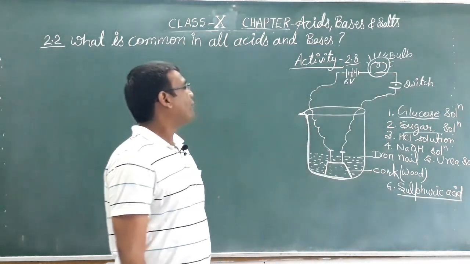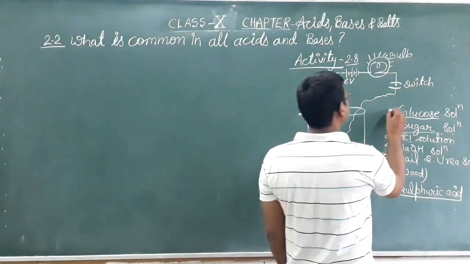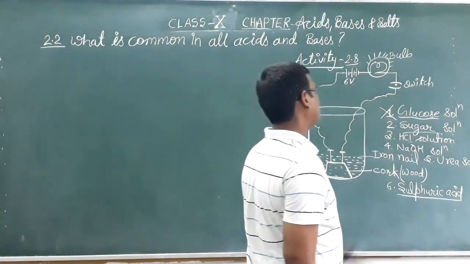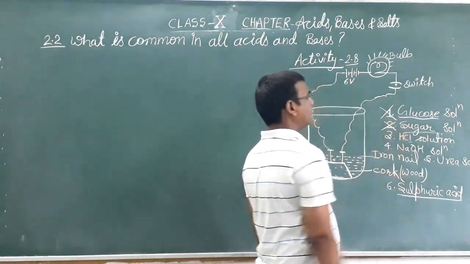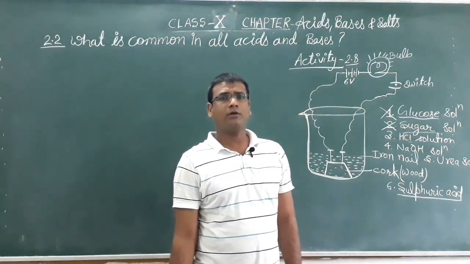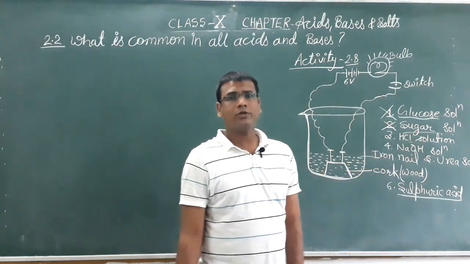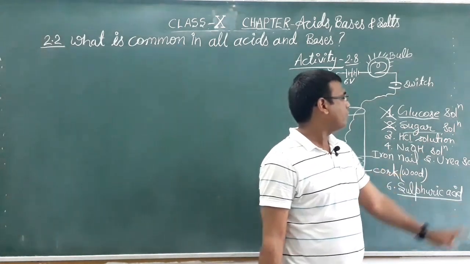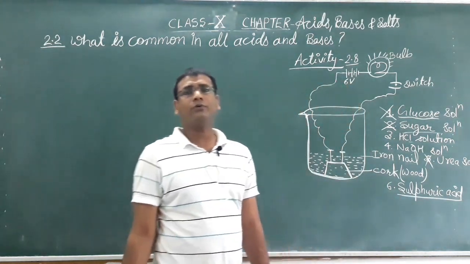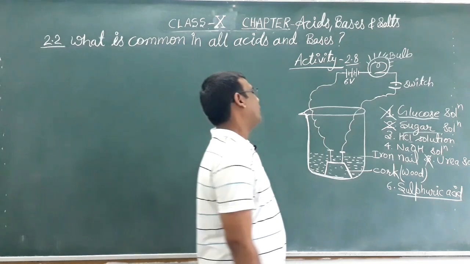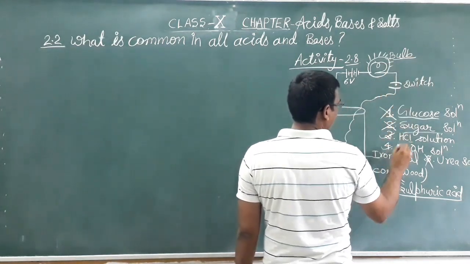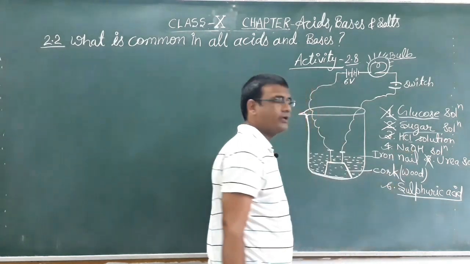Now when we perform this activity, you will see that with glucose solution the bulb does not glow. For sugar solution the bulb does not glow. For the fifth, urea solution, the result is also negative. Only with HCl solution, NaOH solution, and sulfuric acid solution is the result positive, that is, the bulb glows.